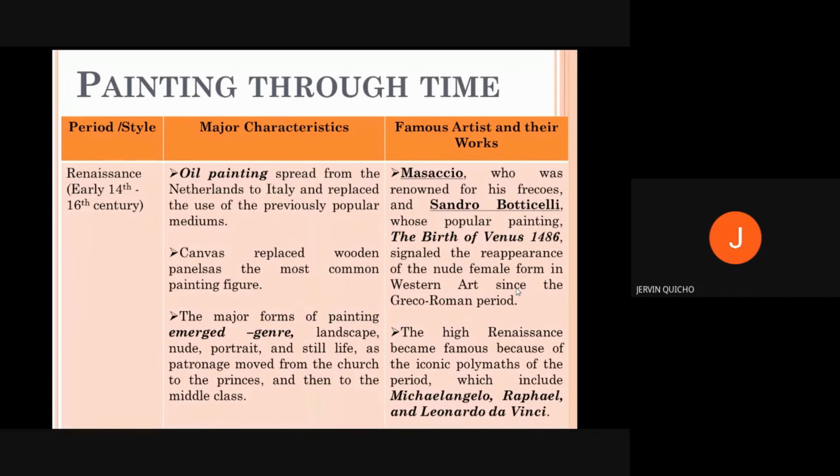Next, what we have is the Renaissance period. So the Renaissance, early 14th to 16th century, is when the use of oil painting arrived. Then again, we will be having a superficial discussion of oil painting. So oil painting is when pigments are mixed with oil. So that is why it is called oil painting.